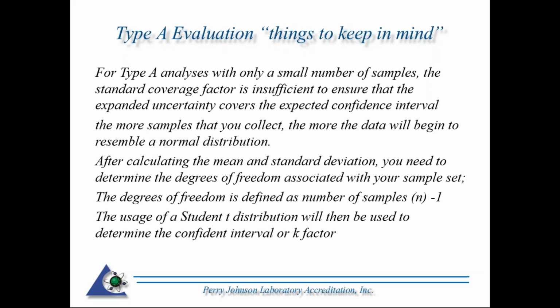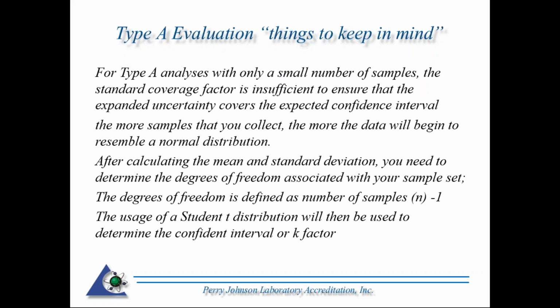So for type A analysis with only a small number of samples, i.e. readings, the standard coverage factor is insufficient to ensure that the expanded uncertainty covers the expected confidence interval. The more samples that you collect, the more the data will begin to resemble a normal distribution. After calculating the mean and standard deviation, you need to determine the degrees of freedom associated with your sample sets. Degrees of freedom, what is that? That's basically the number of samples or readings that you're getting minus one.